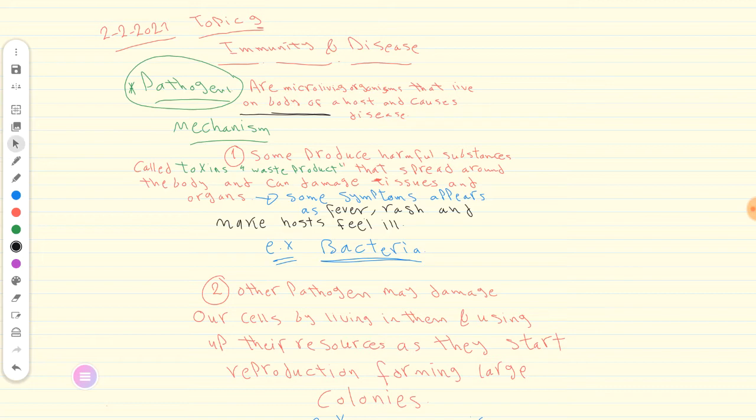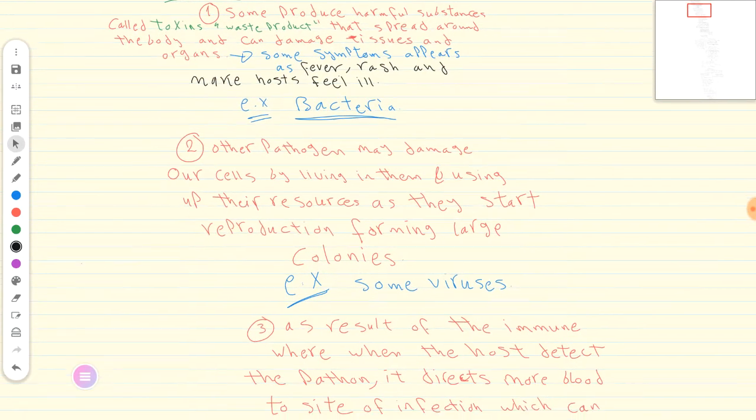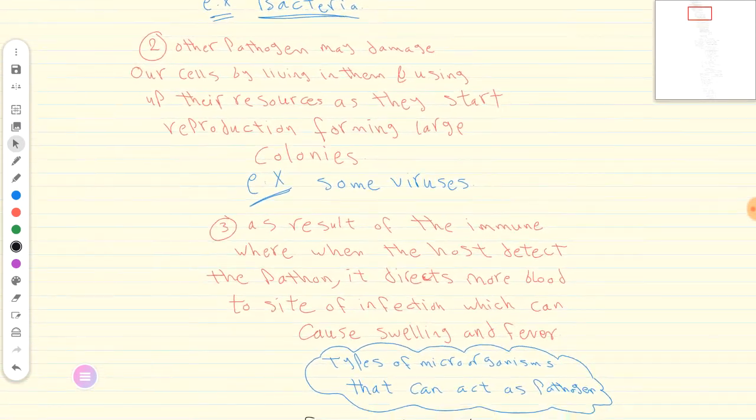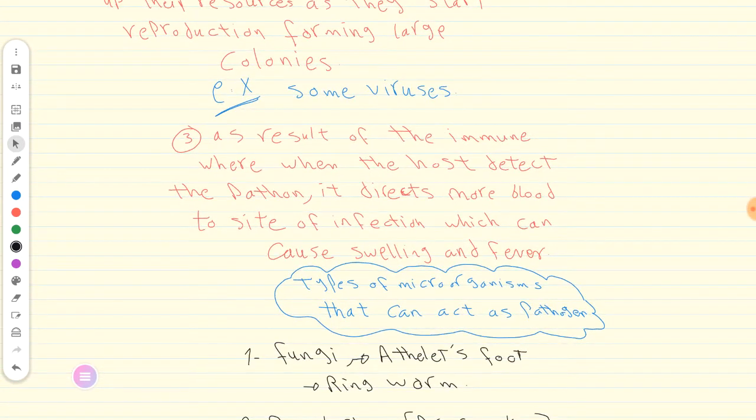The second method, maybe the pathogen damages the cells of hosts by living inside them and starting to reproduce, forming large colonies, like some viruses. Another mechanism is as a result of the immune response, where the host detects the pathogen in a specific site and then directs more blood to this site of infection, which can cause swelling and fever.